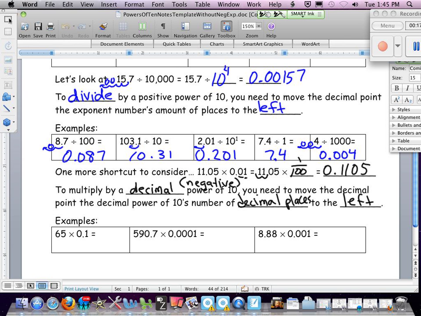So if I had 65 times 0.1, 0.1 is the same as 1/10. So I want to find a 10th of 65. So who thinks they know what we would get if we found a 10th of 65? We got 1 decimal place here. We want to shift our decimal point 1 place over. Yes, sir? 6.5. We'd end up with 6.5.